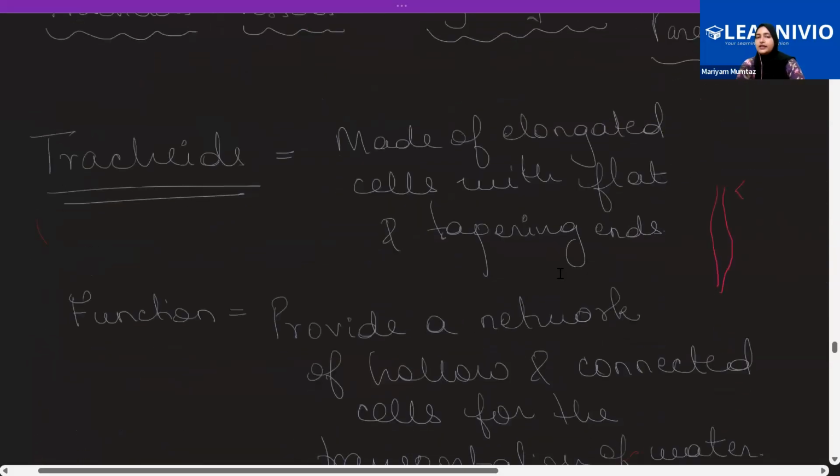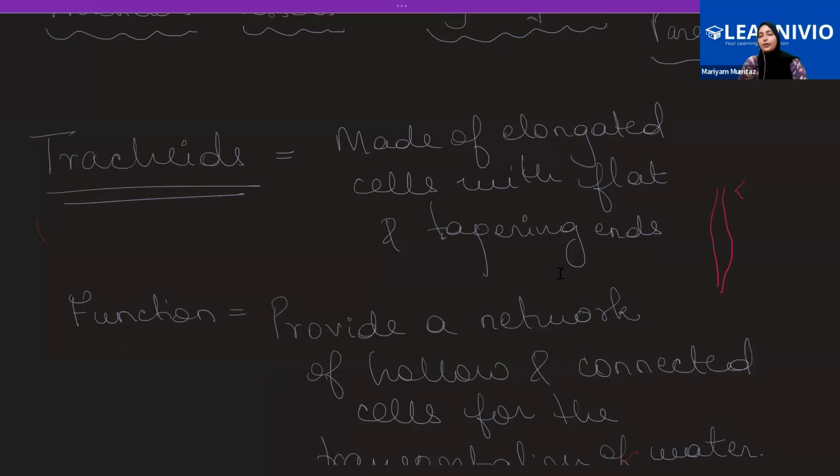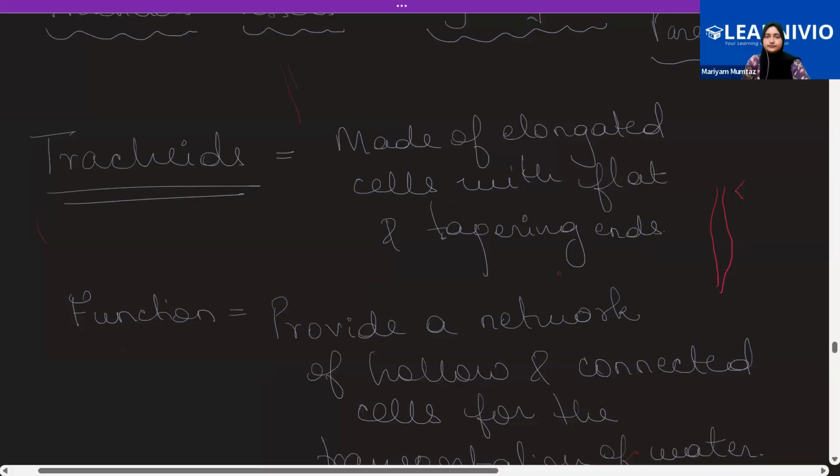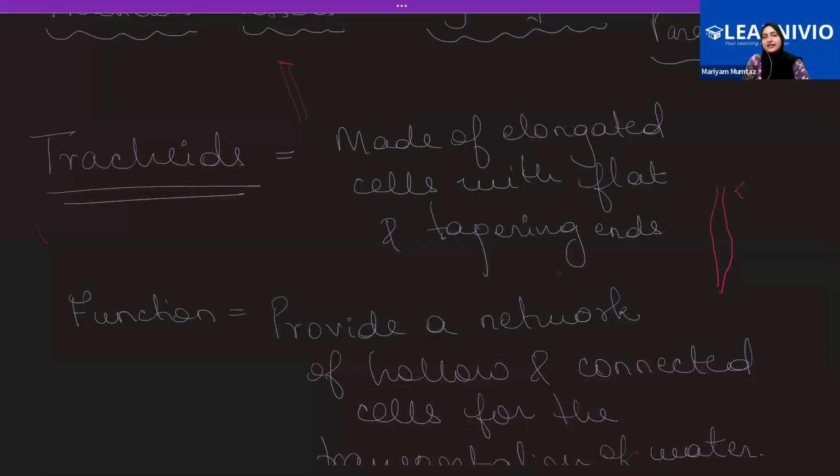So the first component is the tracheid, which is made up of elongated cells. Very long cells with flat and tapering ends. For example, this is the long cell and it has tapering ends like this, flat tapering ends. So at the end, it is thinner as compared to the middle. So the tracheids are elongated cells with flat and tapering ends.